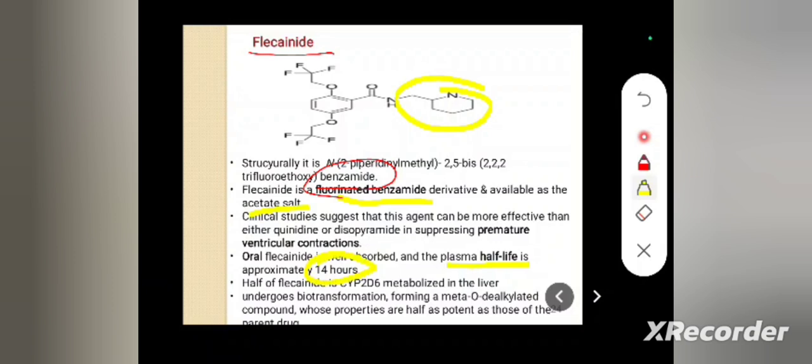Half of the flecainide is metabolized by CYP2D6 in the liver and undergoes biotransformation, forming the meta-O-dealkylated compound, whose properties are half as potent as those of the parent drug. So biotransformation occurs in case of flecainide, forming the meta-O-dealkylated compounds.